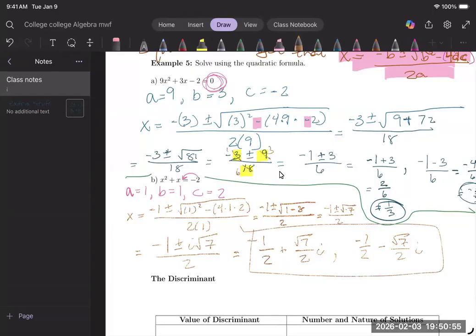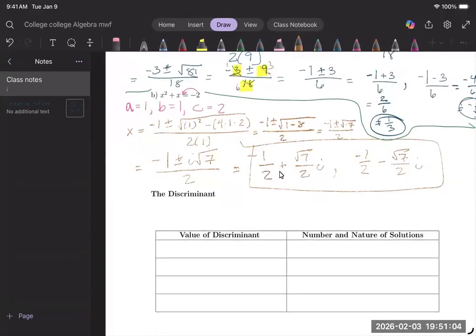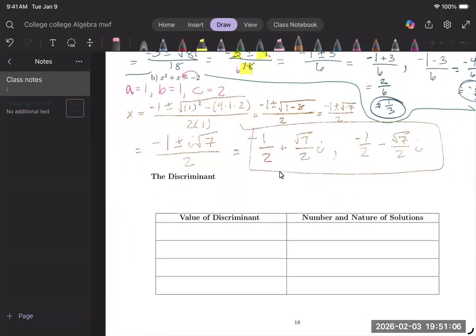It's tried and true. Unless you just kind of human error it, there's not a whole lot you can go wrong with it. Okay, so now the discriminant. What the heck is this thing? The discriminant is the part underneath the square root in the quadratic. So that is the b squared minus 4ac. This is the discriminant.